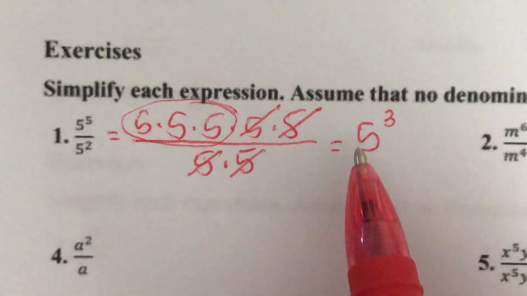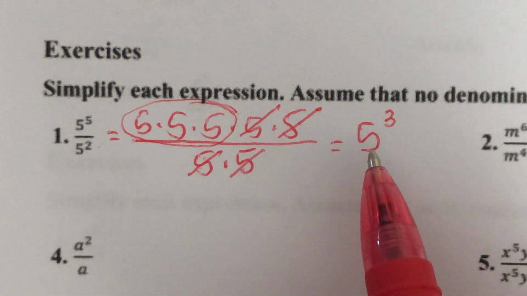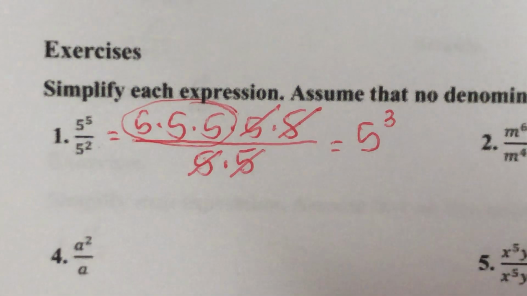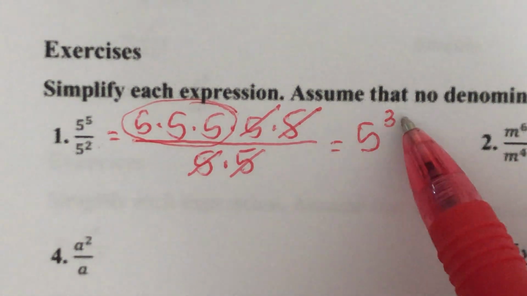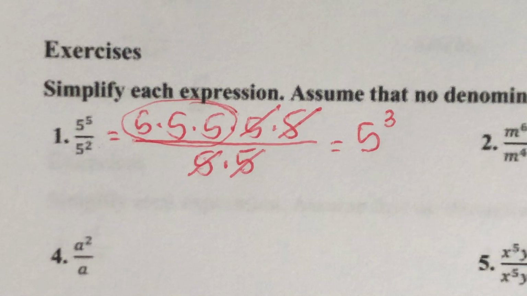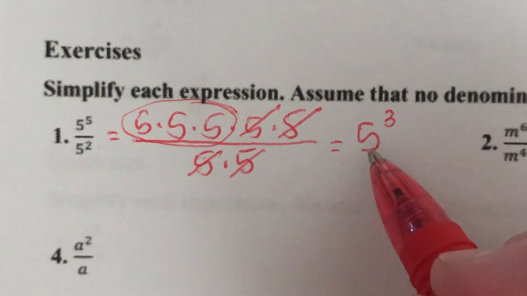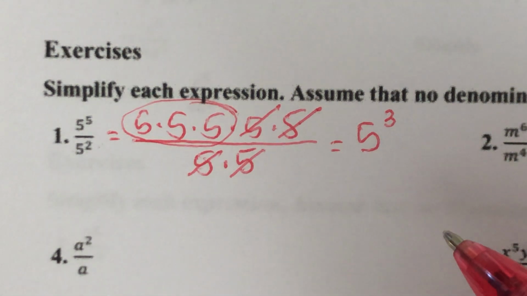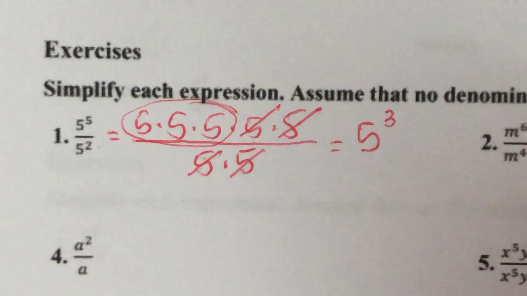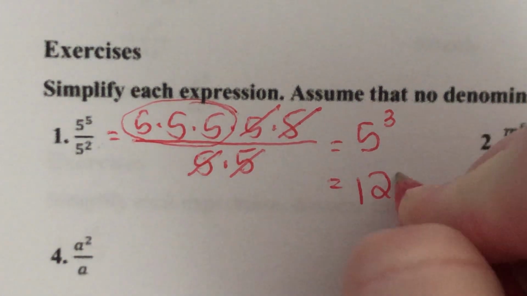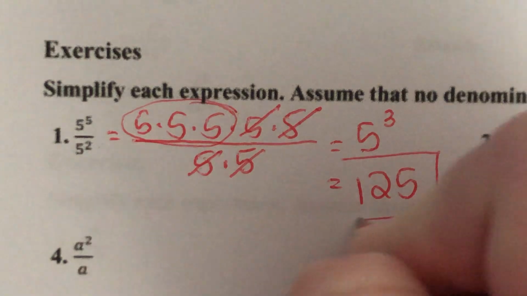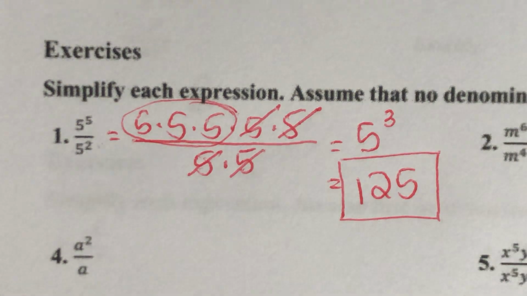Now, this is correct, but we're not done. If we had a variable, we would leave it here, but we don't have a variable. 5 to the 3rd power, we can figure that out. 5 times 5 is 25. 25 times 5 is 125. So 5 to the 3rd power equals 125. Make sure you simplify that all the way.